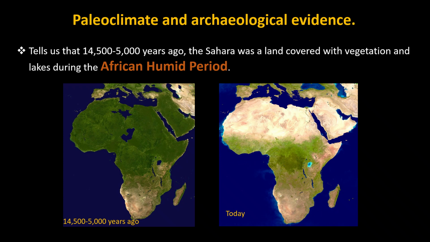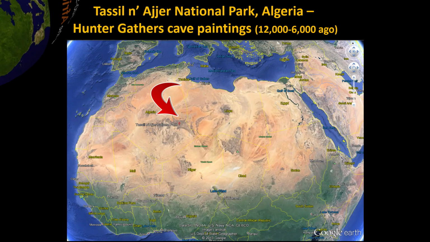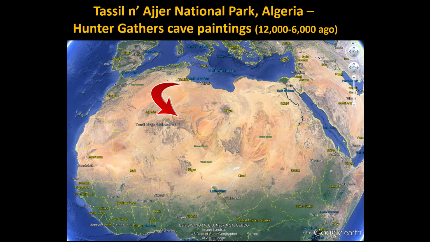This transformation was driven by changes in Earth's orbit that boosted monsoon rains across North Africa. There are many sites in the Sahara Desert that have archaeological proof of this African humid period. One of these is the Tassili N'Ajjer National Park in southeastern Algeria. It is a UNESCO World Heritage Site renowned for possessing one of the world's most extensive and well-preserved collections of prehistoric rock art.